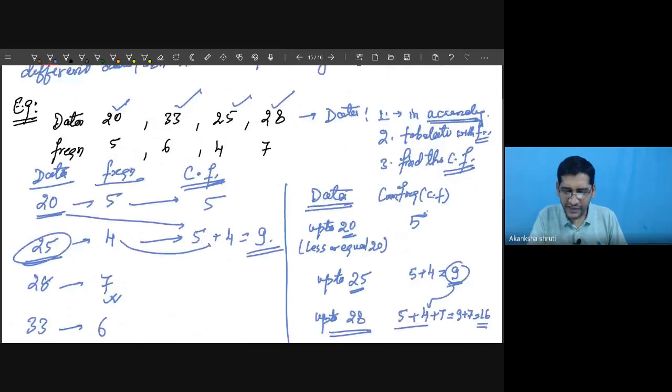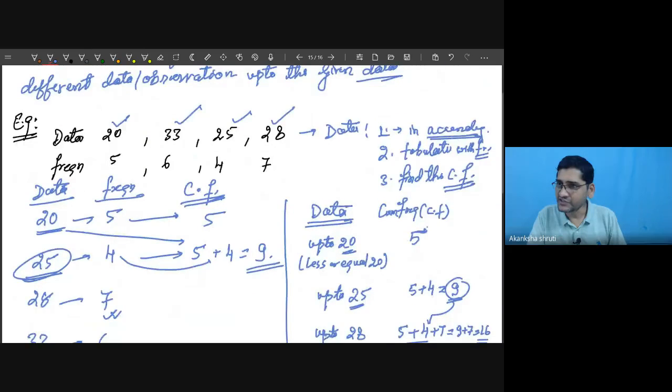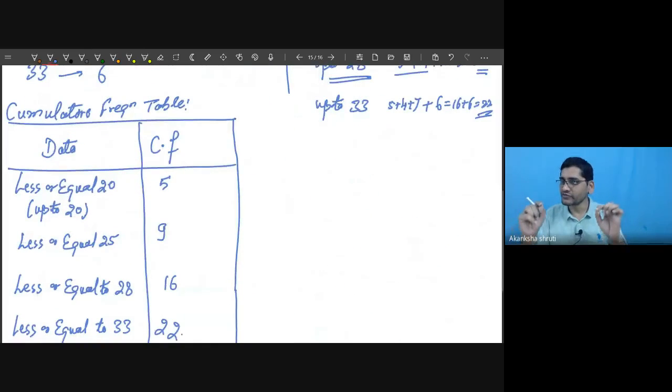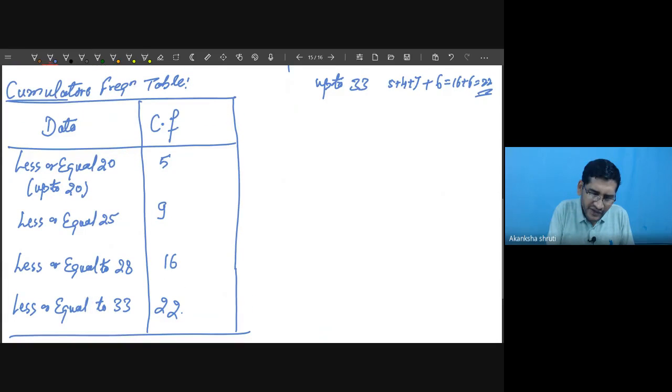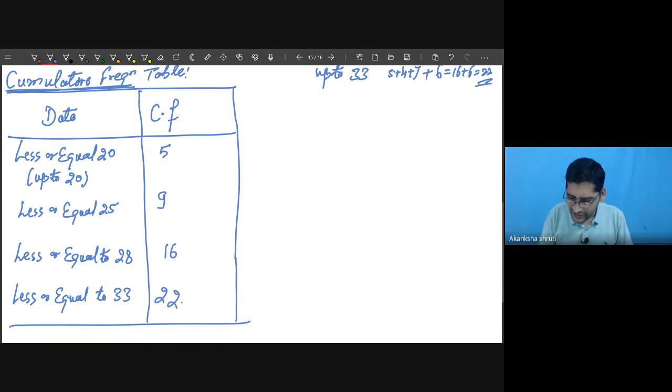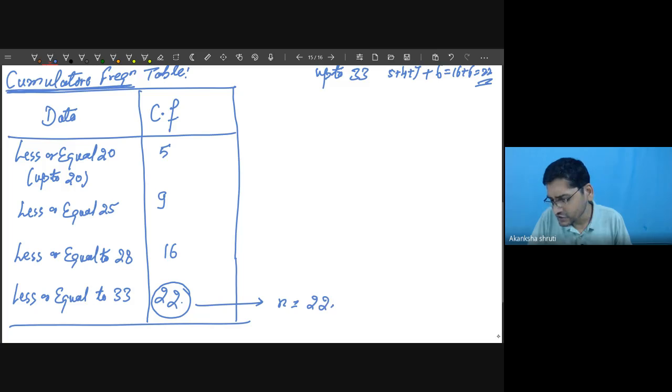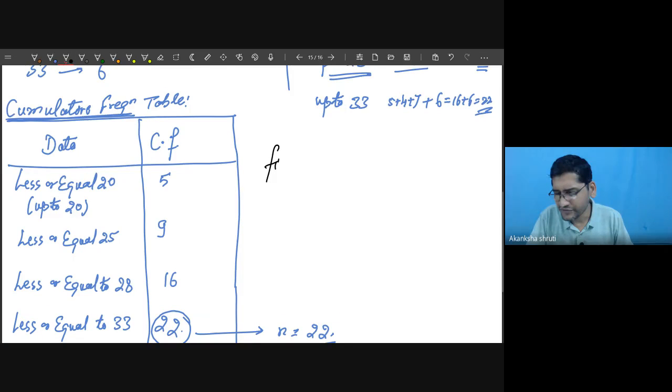If it is asked to calculate the median from this, then how can we calculate the median? Which data is in the middle? Student, what is the number of observations from this cumulative frequency? Here we observe that up to 33, the maximum cumulative frequency is 22. So this itself gives us the total number of observations, 22. Now my question is, what is the median here? Surely we can get the median.